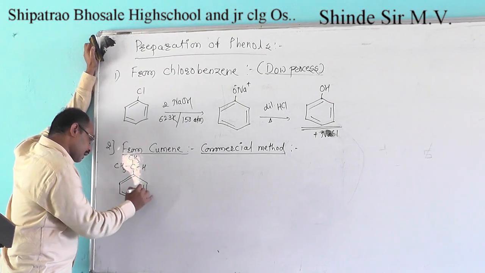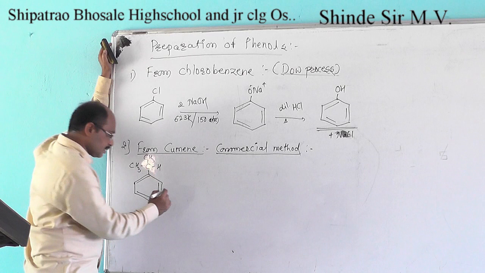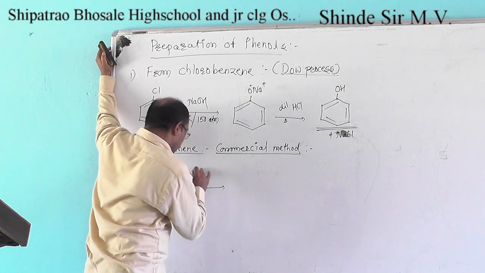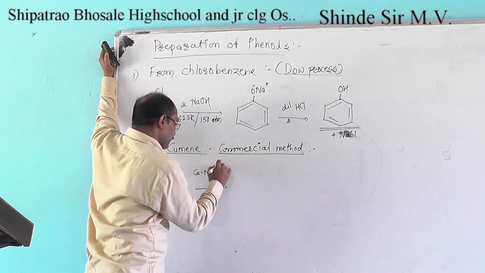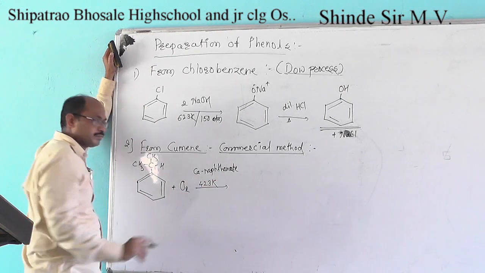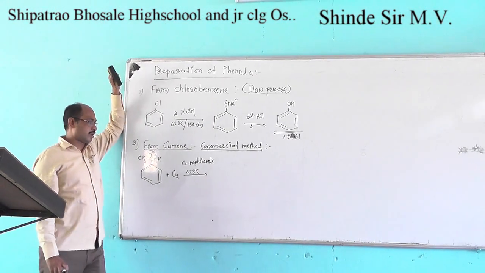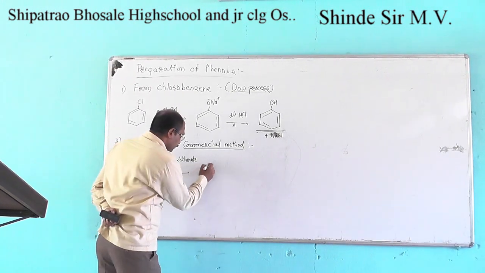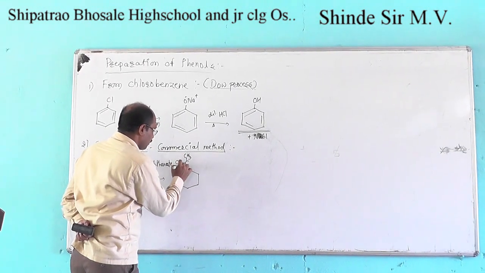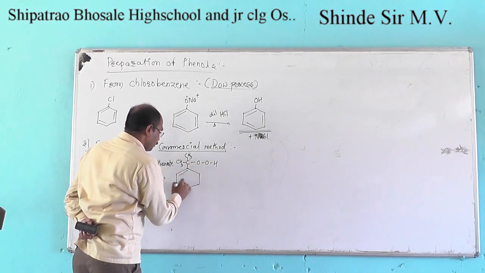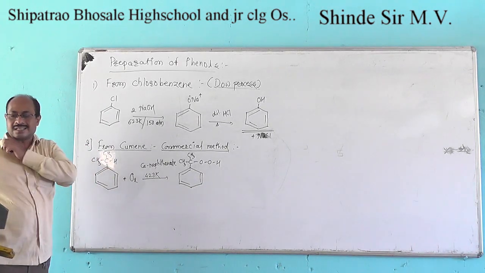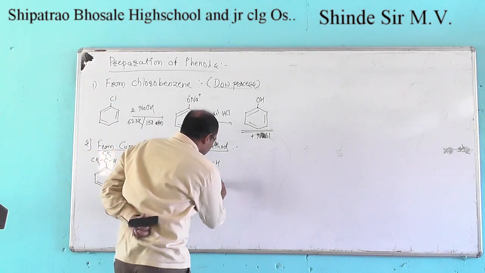When an alkaline solution of cumene is air oxidized, by passing air or oxygen in the presence of the catalyst cobalt naphthenate at 423 Kelvin temperature, it gives us the formation of cumene hydroperoxide, which further decomposes in the presence of acid.